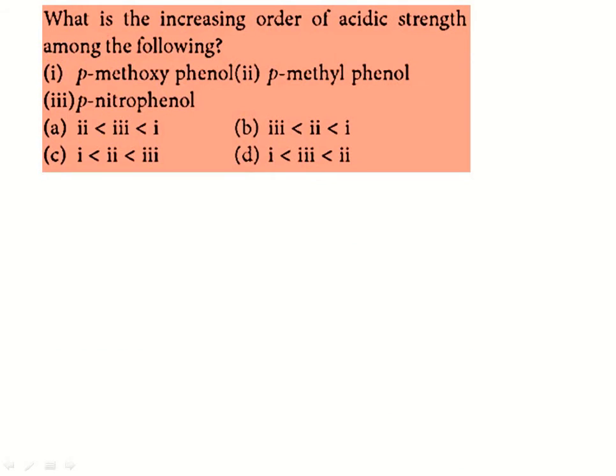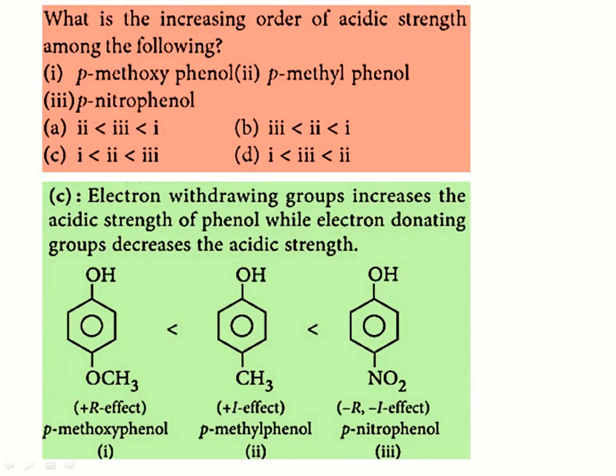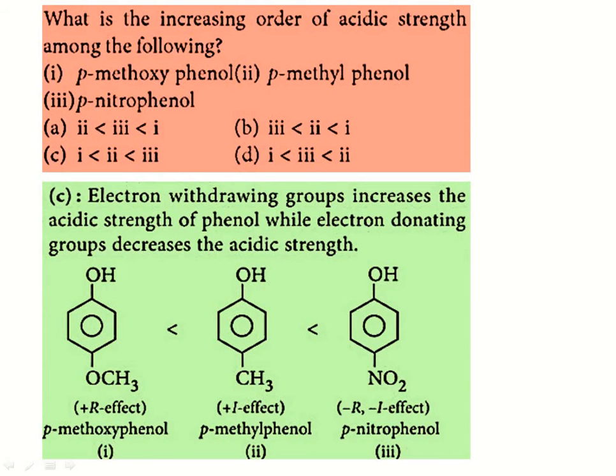Next question. What is the increasing order of acidic strength among the following? Methoxyphenol, methylphenol, nitrophenol. See, in this case, we'll discuss the electron withdrawing nature. Electron withdrawing groups increase the acidic strength of phenol, while electron donating groups decrease the acidic strength. So in this case, the nitro group is an electron withdrawing group and increases the acidic strength, while the methyl group decreases it. The methoxy group is still a more electron releasing group, so that is a weak acid.